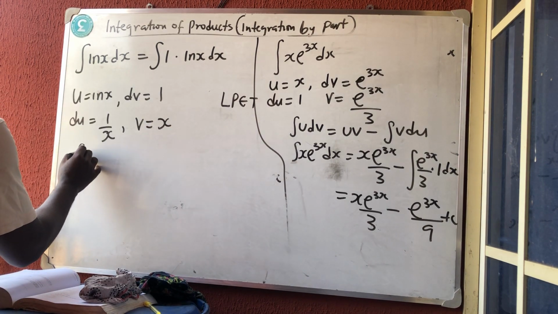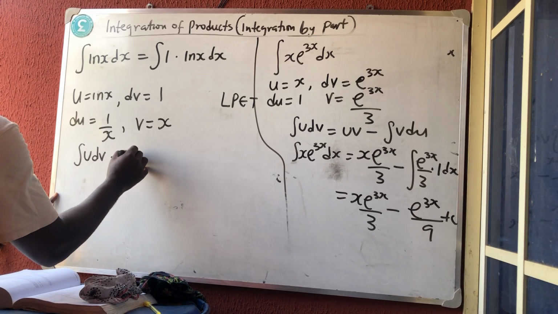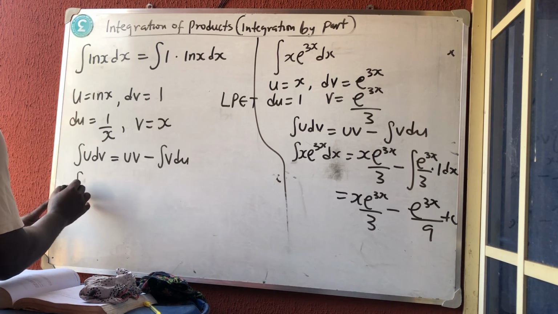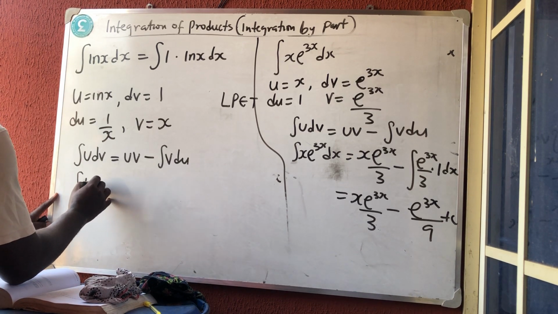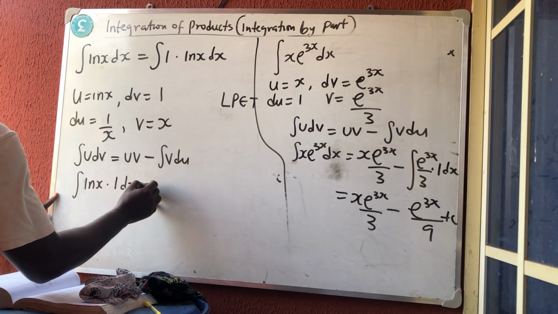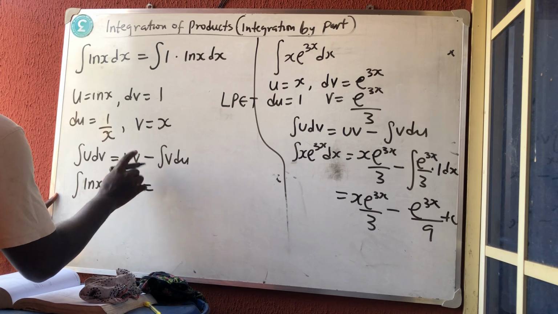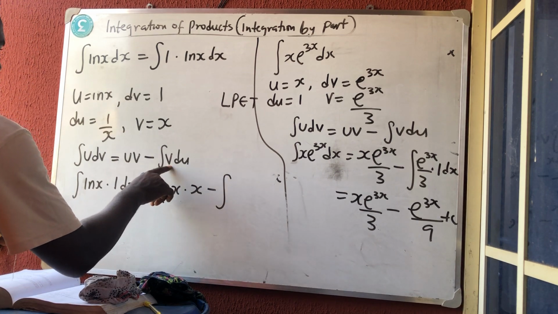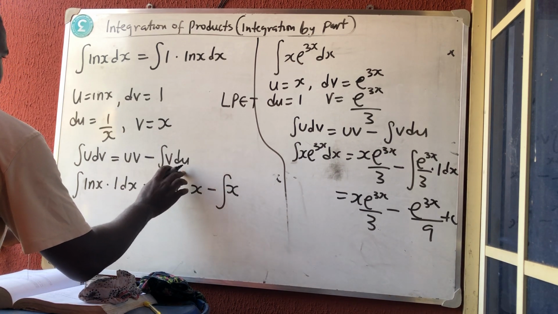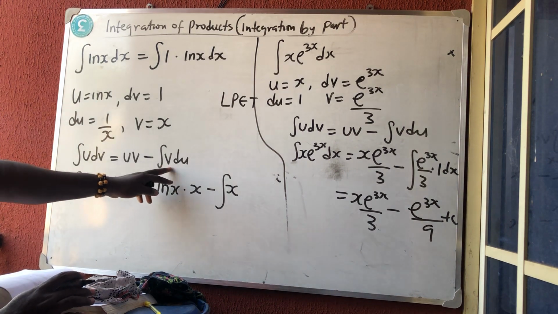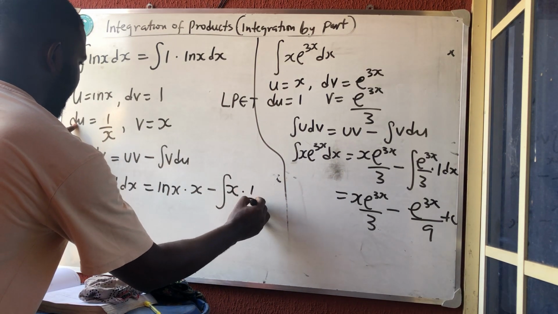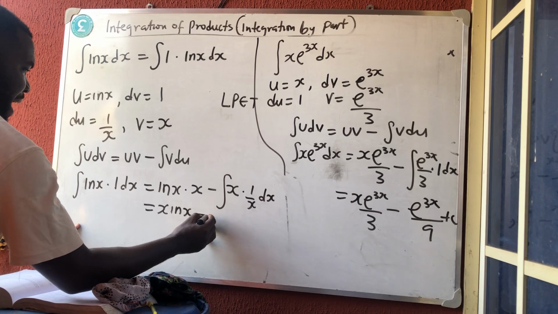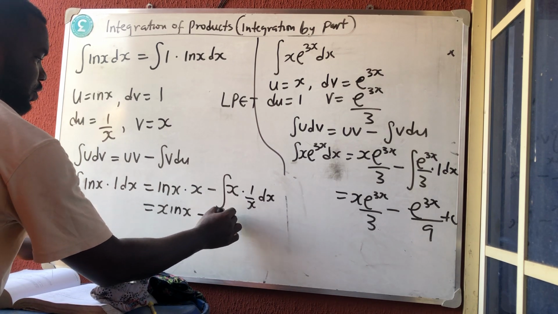Our formula said the integral of what? U dv is equal to what? Uv minus the integral of what? V du. So let us substitute. I now have the integral of what? U is ln x dot 1 dx, which is equal to what? Uv. U is ln x dot v is x minus the integral of v is x du. V is x, du is 1 over x dx. Okay, so what do we have now? We're now having x ln x minus the integral of this into this is 1 dx.